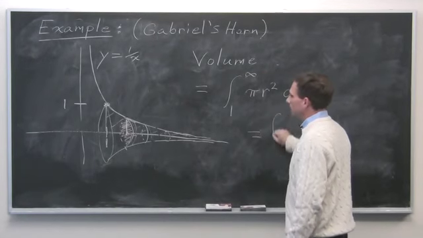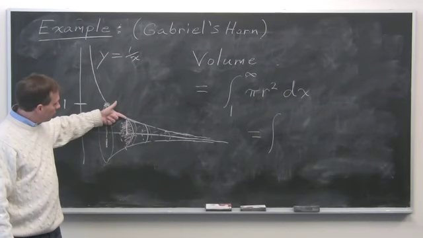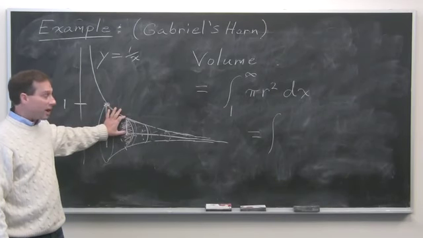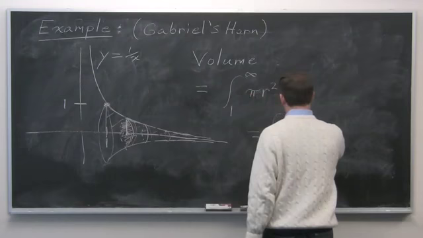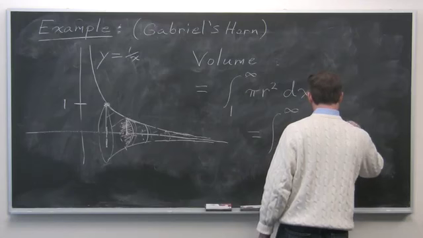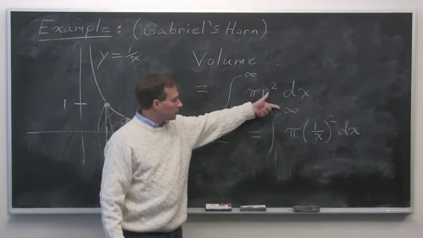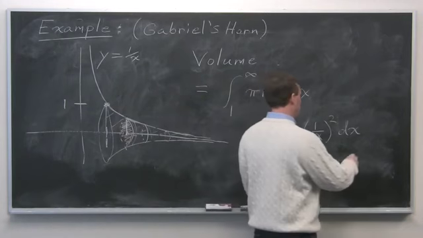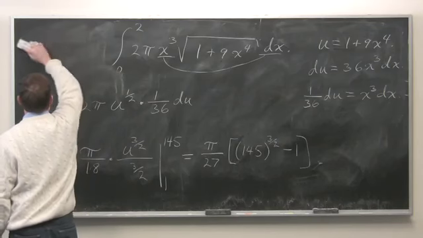But r here, both for surface area and for calculating volumes, is the distance between points on the curve and your axis of rotation. It's the y-coordinate on the curve, so it's 1 over x. So we get this. Of course, this is an improper integral. One of its limits of integration is infinite. We have to take a limit as we approach infinity to define the volume, but that's fine. So we do that.